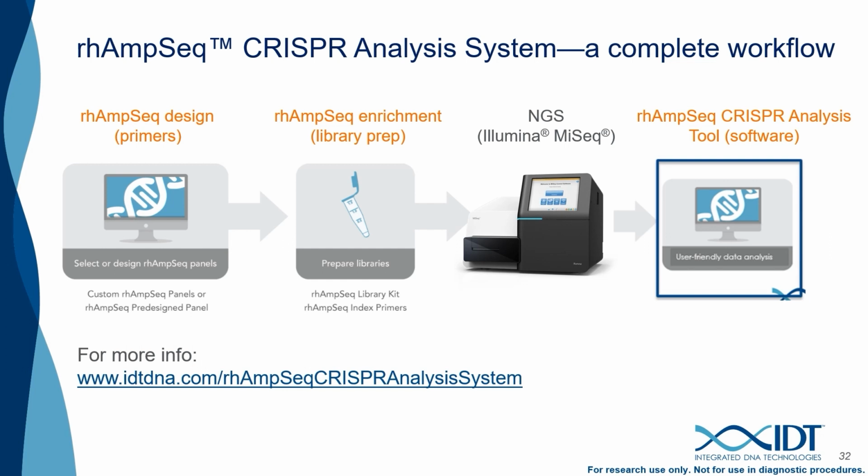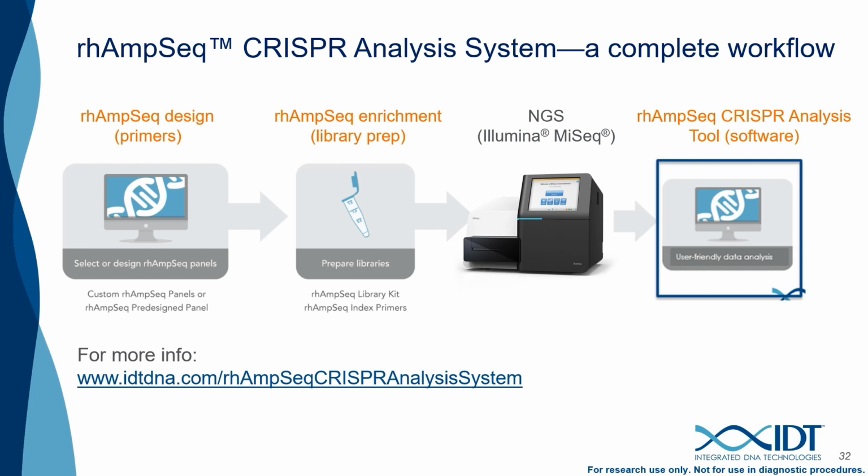This includes developing RH primers for multiplex PCR using our RAMseq design tool, preparing the amplicon library using the corresponding master mix, and analyzing the sequencing data produced from an Illumina MiSeq in an easy-to-use web platform. You can find more information on any of these components at the website that I show in this slide.